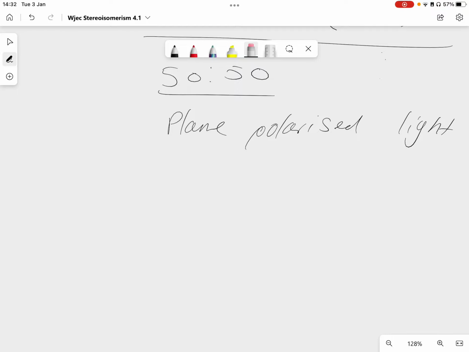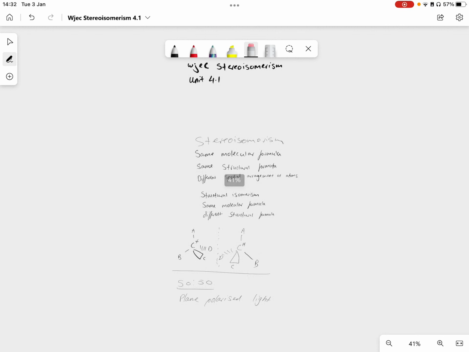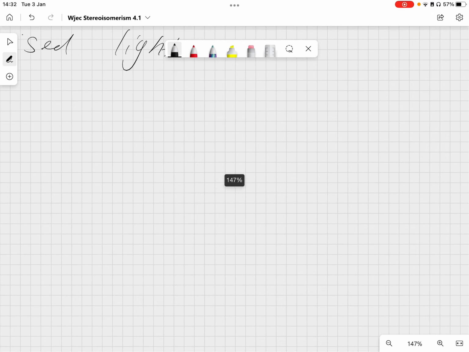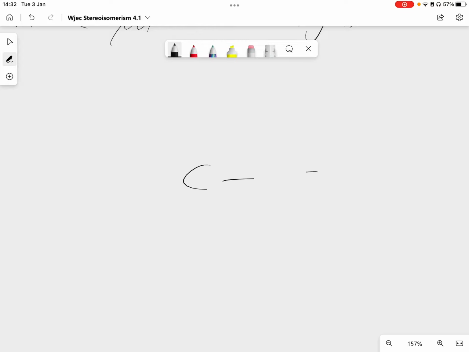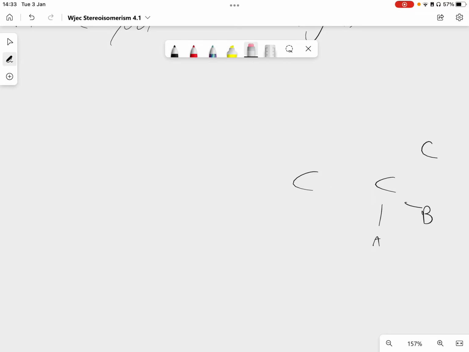Now it's a small topic, so I believe that is the end of a general overview of WJEC Stereoisomerism Unit 4.1. Of course, you can go on to loads of different aspects. It might give you molecules where you've got more than one chiral carbon, and it can vary loads. I could go on. I will go on to some questions in the next video.